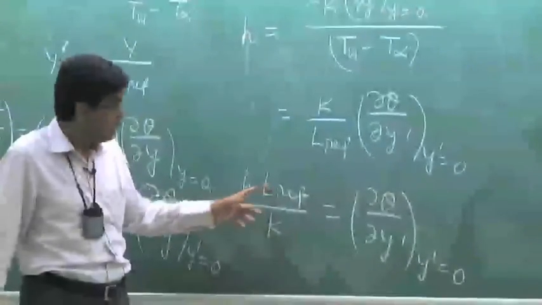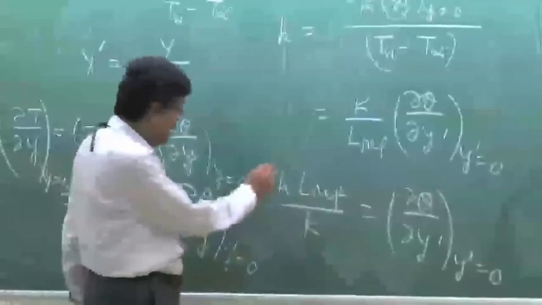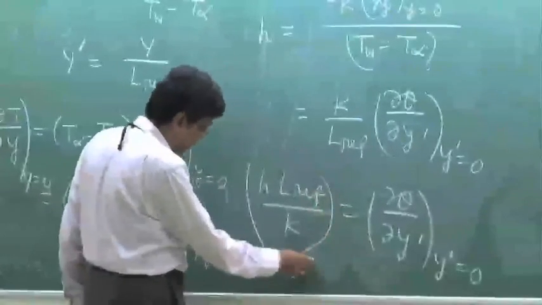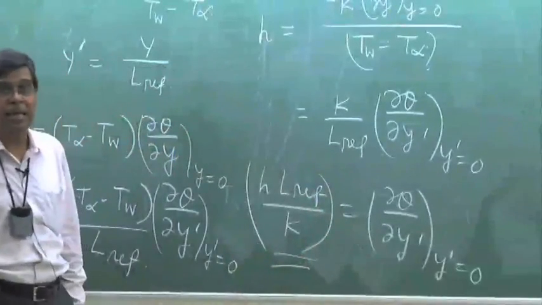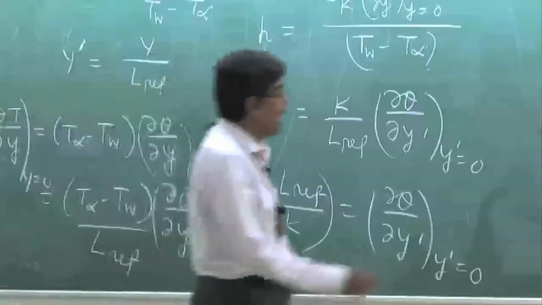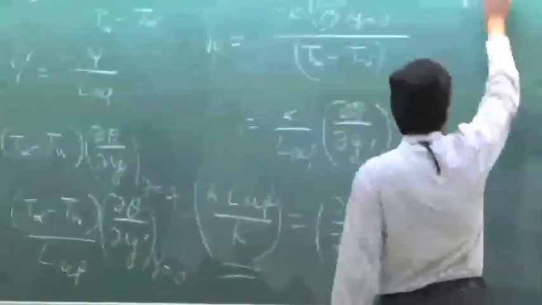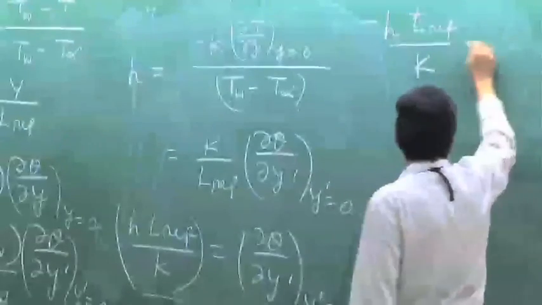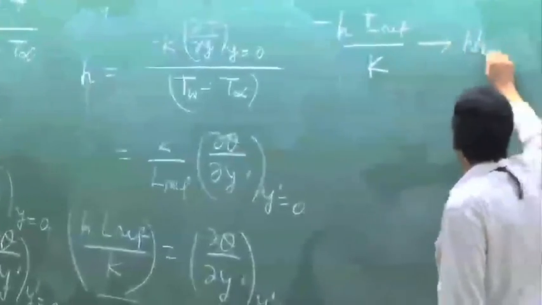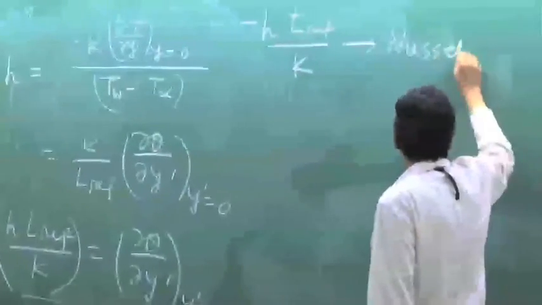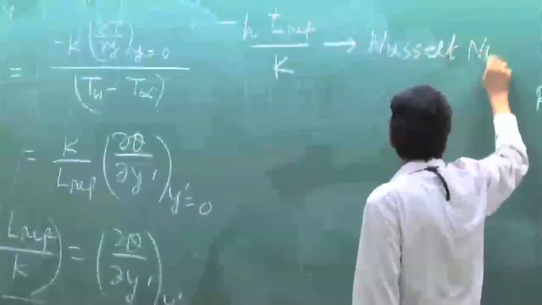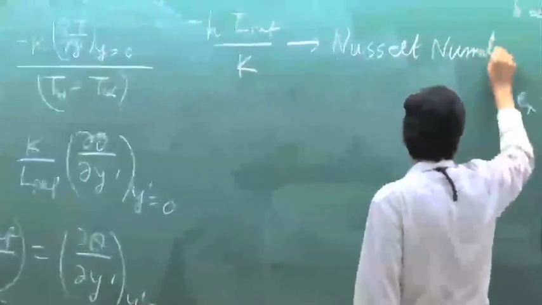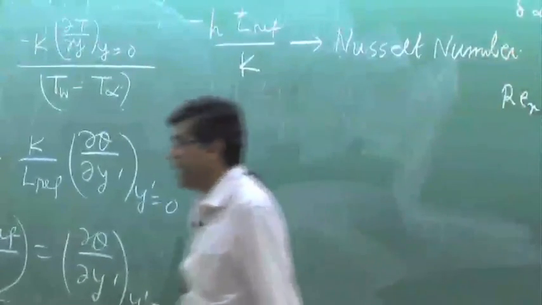And if you use that watt per meter square Kelvin, and K is watt per meter Kelvin and L reference is meter, then it is dimensionless. And this dimensionless quantity is known as the dimensionless heat transfer coefficient, and this h L reference by K is known as the Nusselt number. Okay, this is known as Nusselt number.